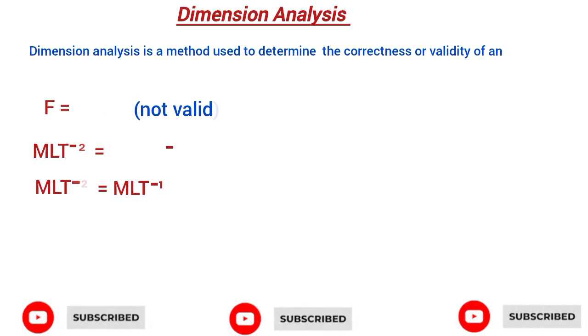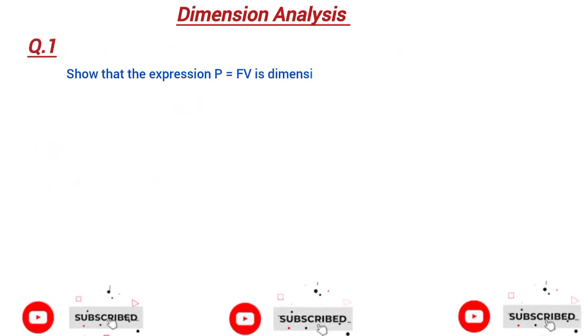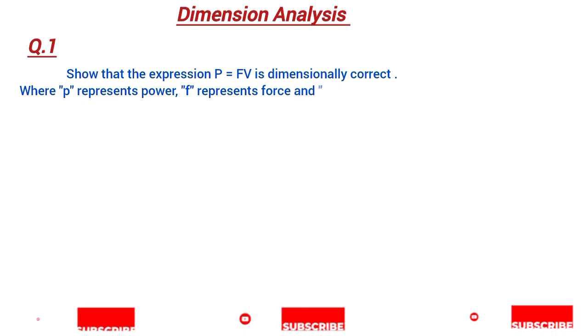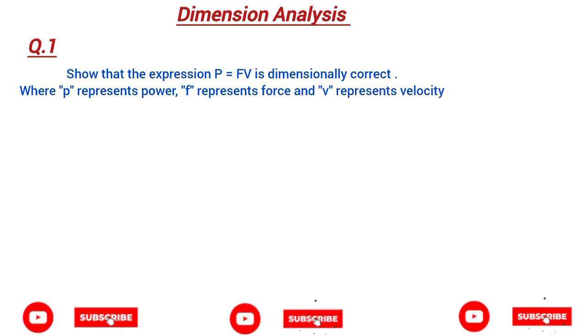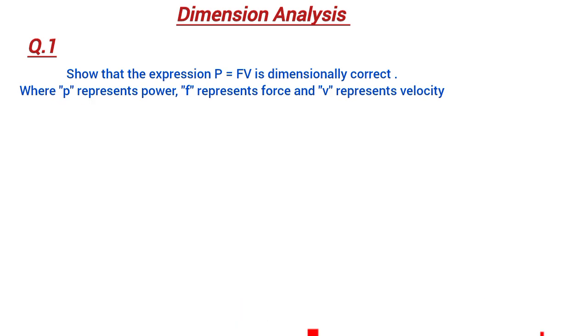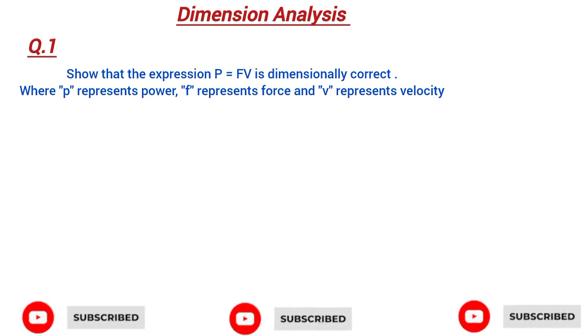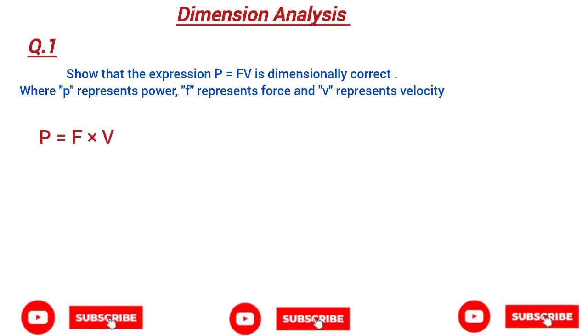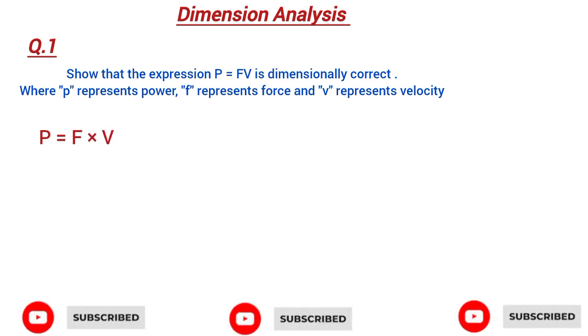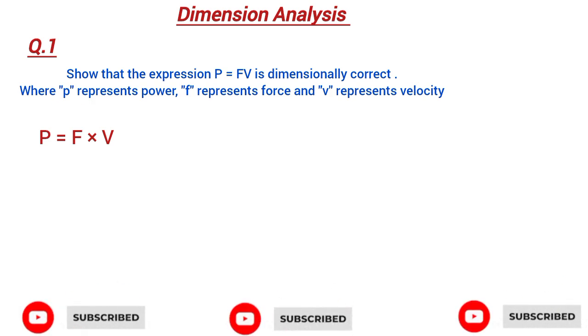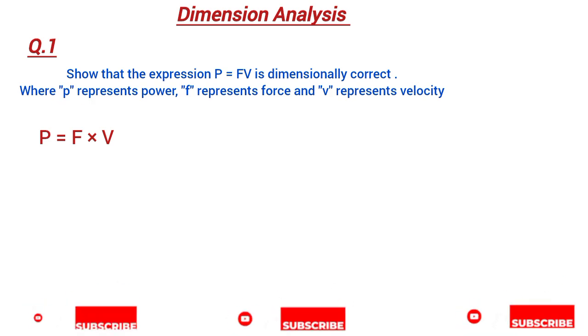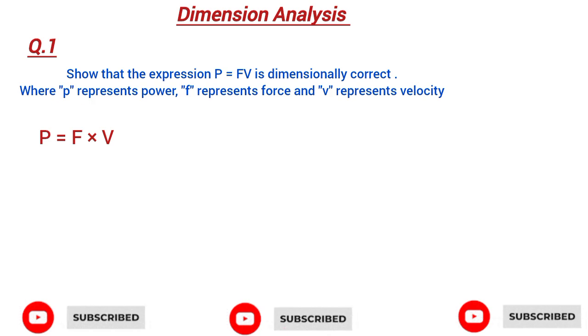Now, let's look at this question. It says, show that the expression P is equal to Fv is dimensionally correct when P represents power, F represents force, and V represents velocity. Here, we are given that power is equal to force times velocity, and we are asked to check for the correctness of this equation. In order to proceed, we need to be familiar with the dimension of these physical quantities. I made a video on how to dimension physical quantities. Do well to check it out.